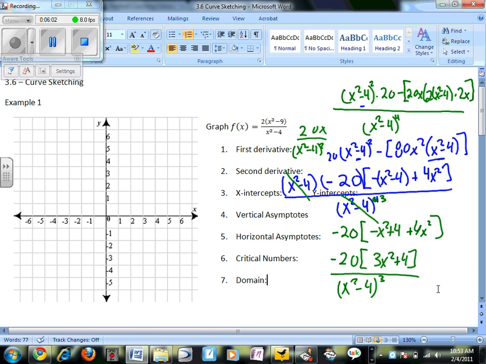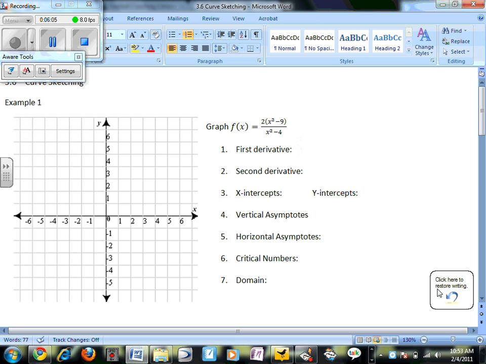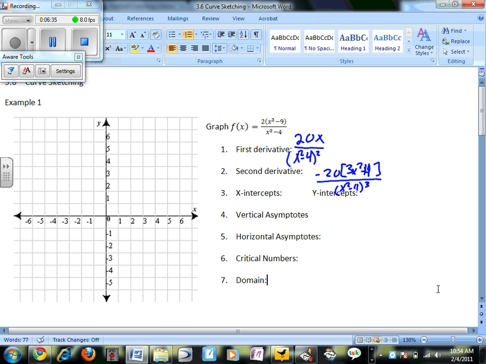I'm going to erase this because I have it all written down on a piece of paper here. So my first derivative was 20x all over x squared minus 4 squared. And then my second derivative was negative 20 times 3x squared plus 4, divided by x squared minus 4 cubed. All right, so there's my derivatives. Now the hard work's out. Taking the derivative, the hard work's out.